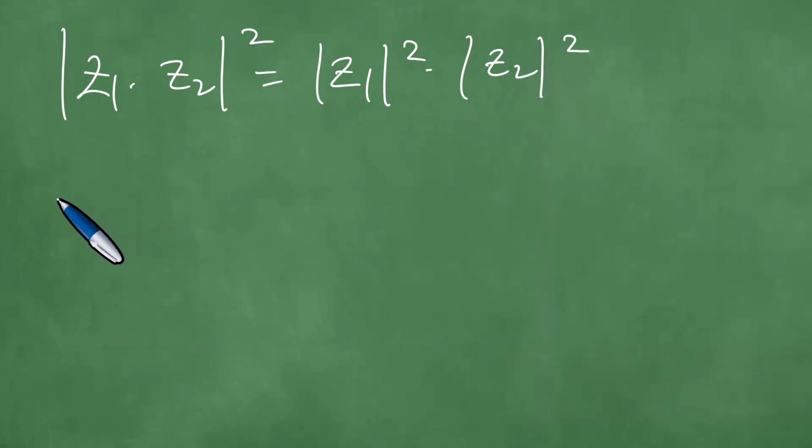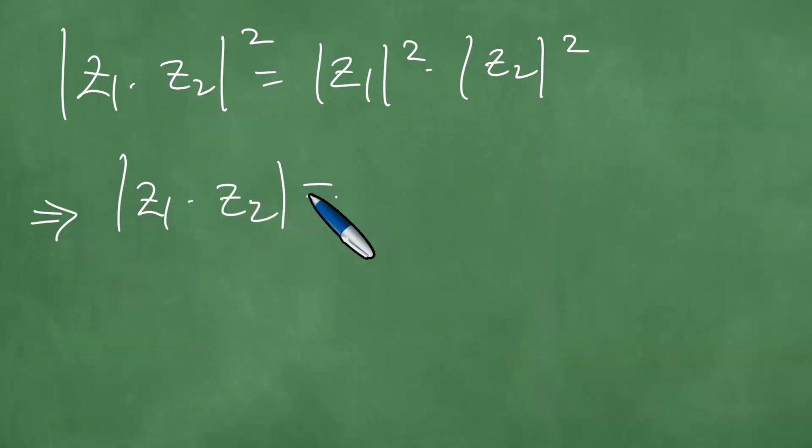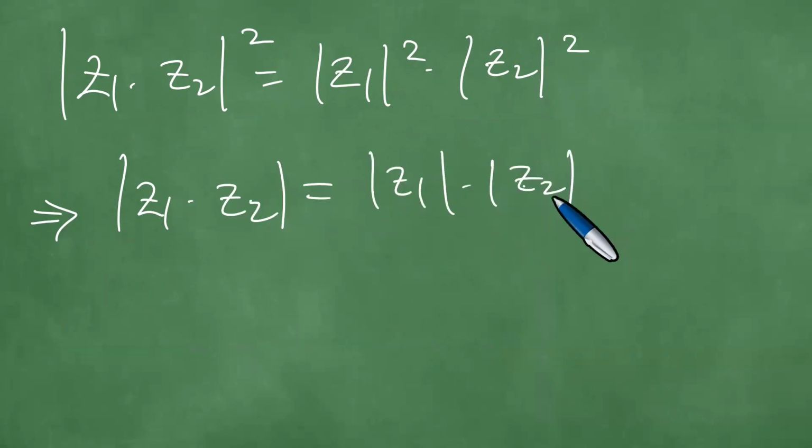Okay, so you can take the square roots both sides. If you take the square roots both sides, this becomes the modulus of Z1 Z2 equals the modulus of Z1 times the modulus of Z2. So we've been able to prove that the modulus of a product is the product of the moduli. Yes. The modulus of a product is the product of the moduli. Okay, just a note there.